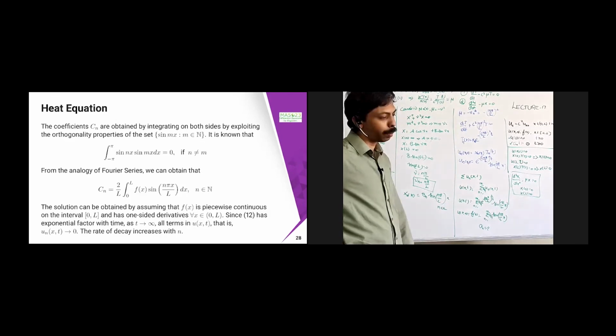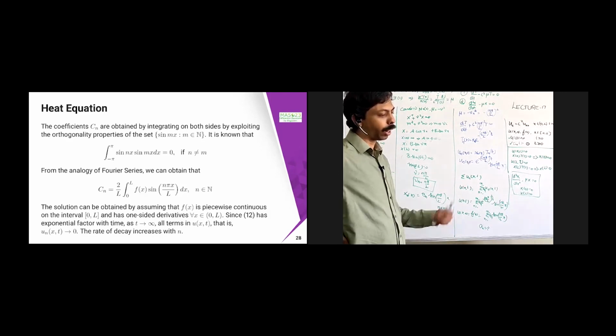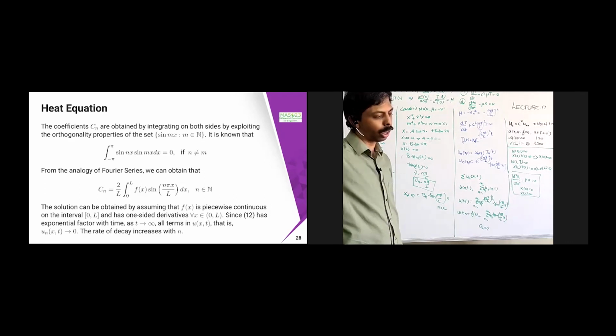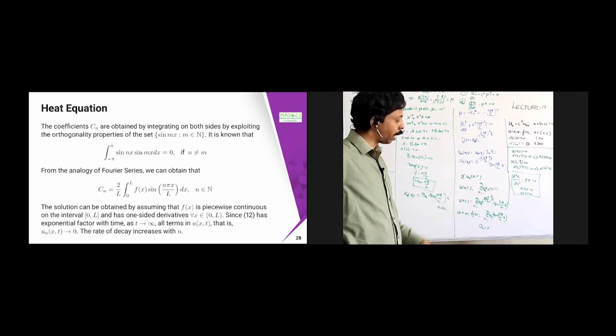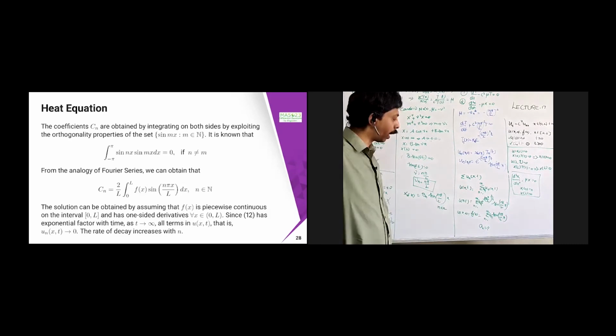Here, f(x) can be any piecewise continuous function also. The solution can be obtained by assuming that f(x) is piecewise continuous, with one-sided derivatives. You can take all the assumptions you have for the Fourier series, and the same assumptions you can use here to solve this problem. Here you can observe that this problem has an exponential factor.